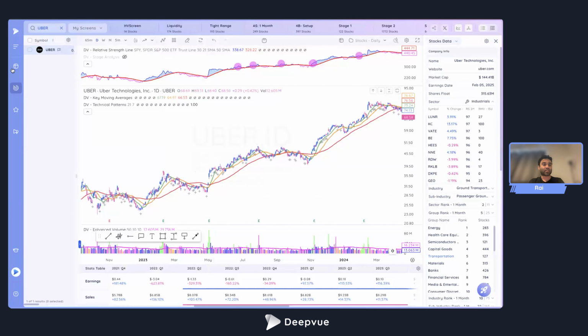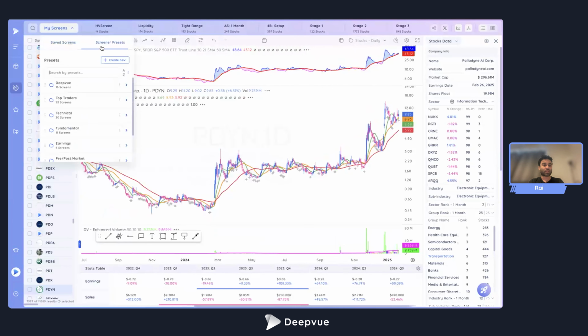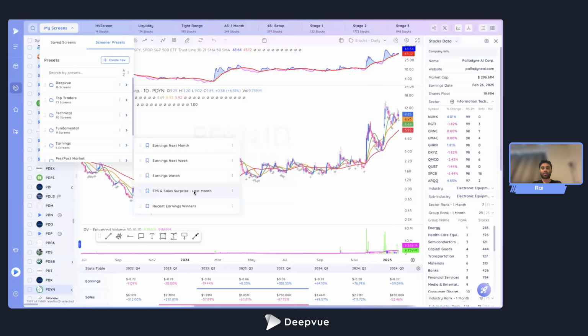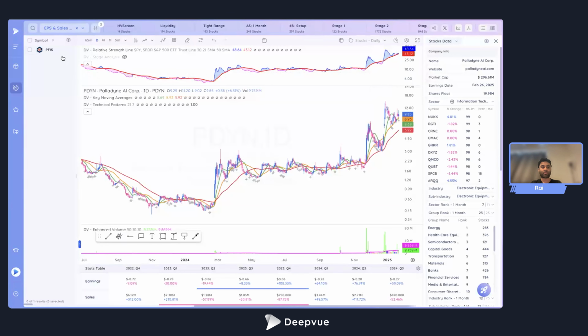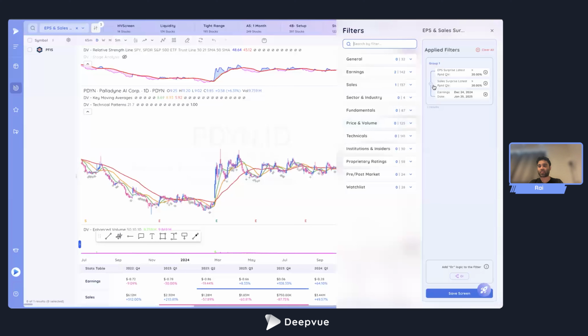So that's something I like to scan for, and we have a screener preset that's already built in. If you go under the earnings, we have the earnings and sales surprise last month. So this looks at all the earnings that were reported in the last month and gives you stocks that have reported, and I'll pull up the criteria here, an earnings surprise of 20% or more and a sales surprise of 20% or more. It's a very basic scan. It casts a wide net as to how many companies can meet that criteria.